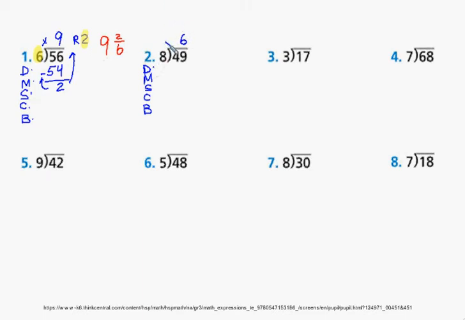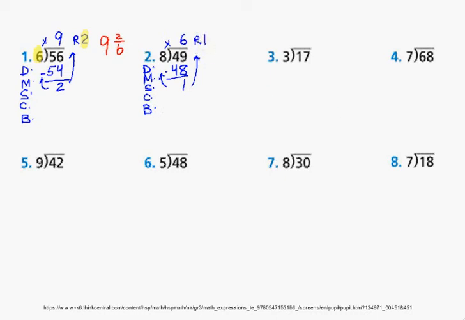The next step is to multiply. 8 times 6 is 48. Now we subtract. 49 minus 48 is 1. Then we check, is 1 less than 8? And it is. That tells me that I divided correctly. There's nothing to bring down, so we bring this up as a remainder. And we have 6 remainder 1.